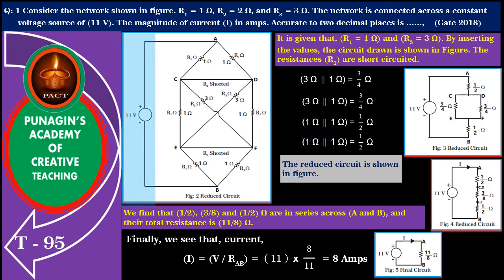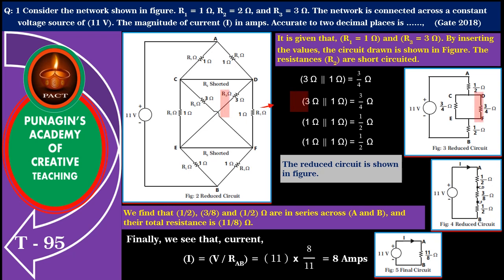Friends, the circuit after shorting C and D and E and F is shown in figure. It is given that R1 is equal to 1 ohm and R3 is equal to 3 ohm. By inserting these values, the circuit drawn is shown in figure. You know the resistance R2 are short circuited. We find that 3 ohm and 1 ohm are in parallel across C and E and their equivalent is 3 by 4 ohm as shown in figure.